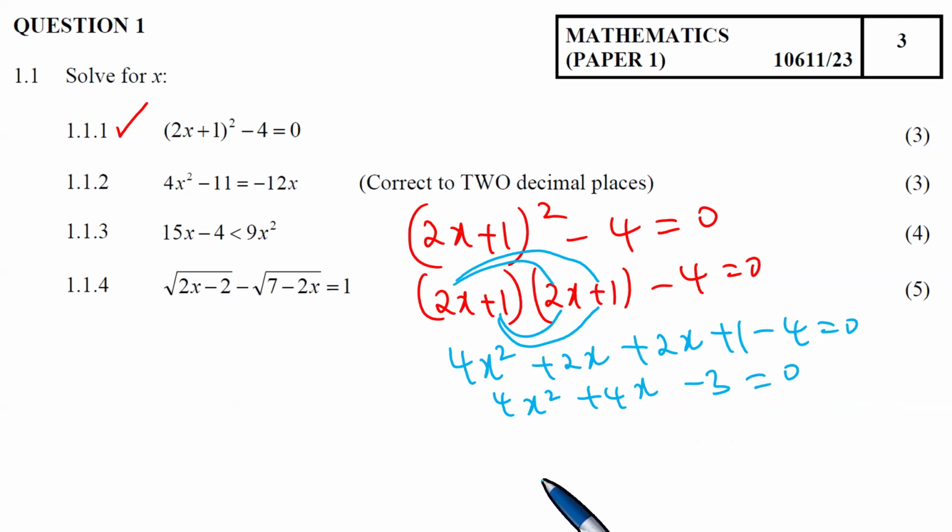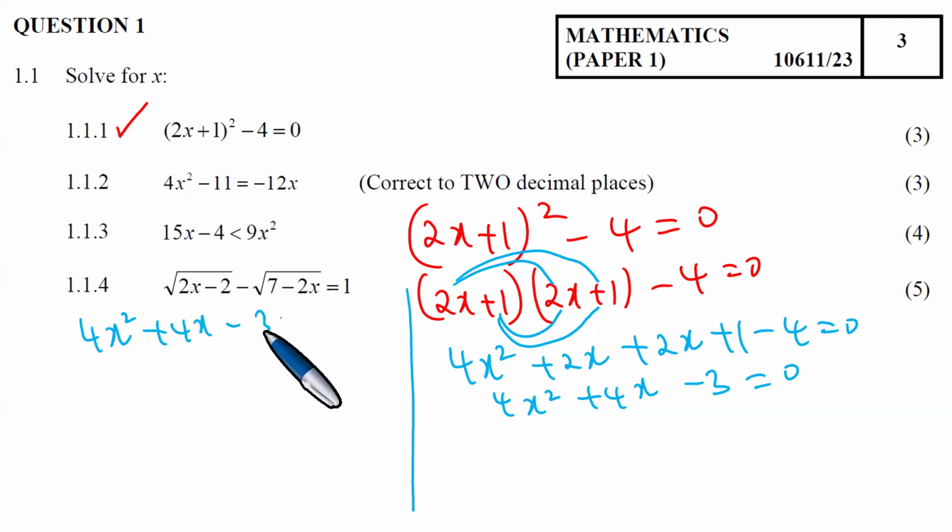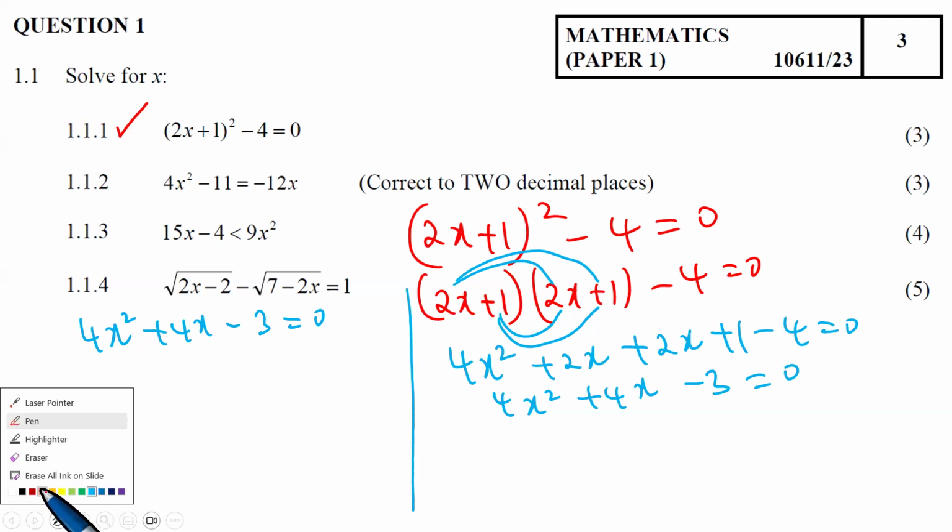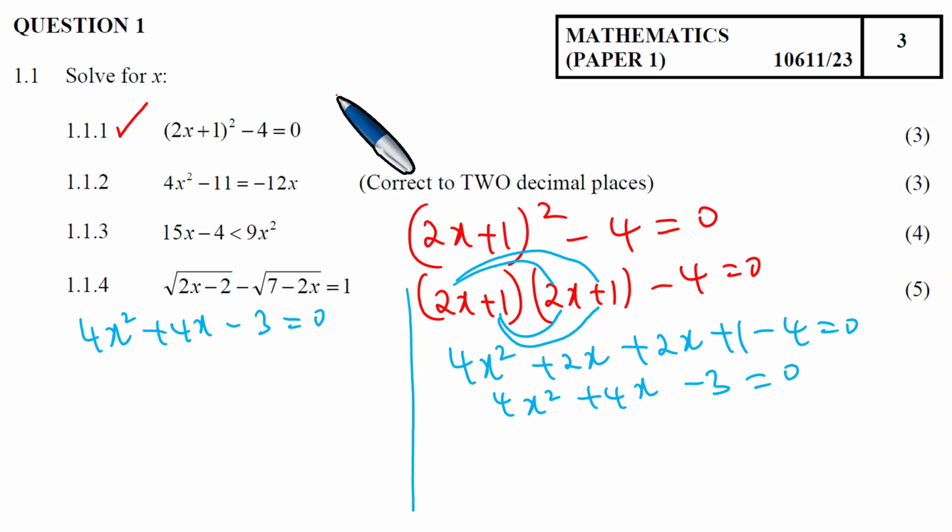Right, and at this point, we're able to see the factors. What are the factors of 4x squared plus 4x minus 3 equals 0? It's not 2 and 1. 2 and 2. Yes, 2 and 2. Okay, so in other words, we have 4x squared plus 4x minus 3 equals 0. Now we need to get the factors of this.